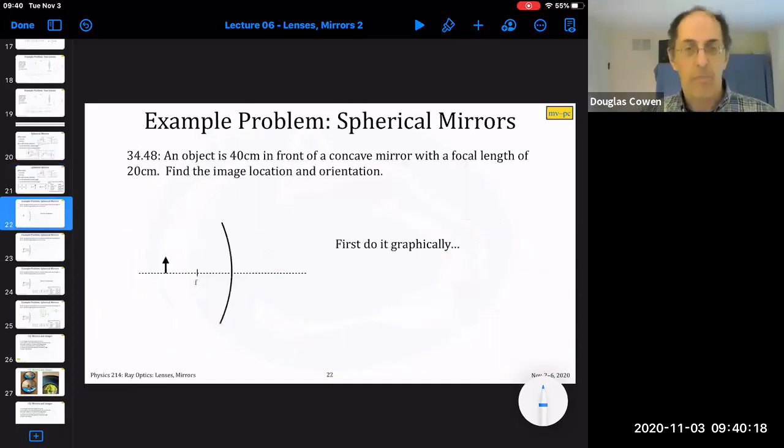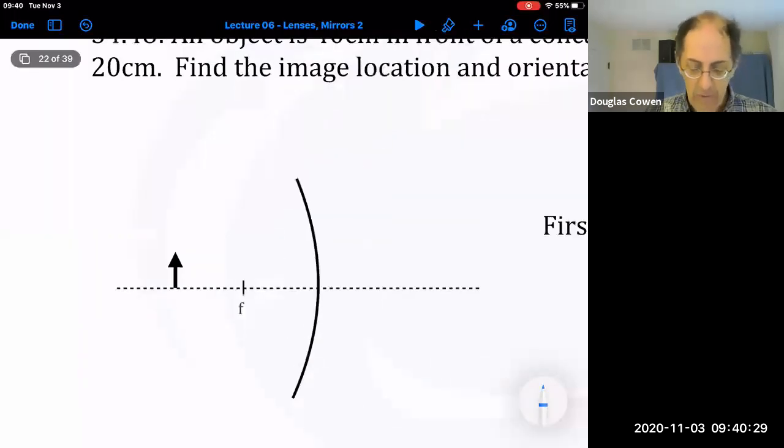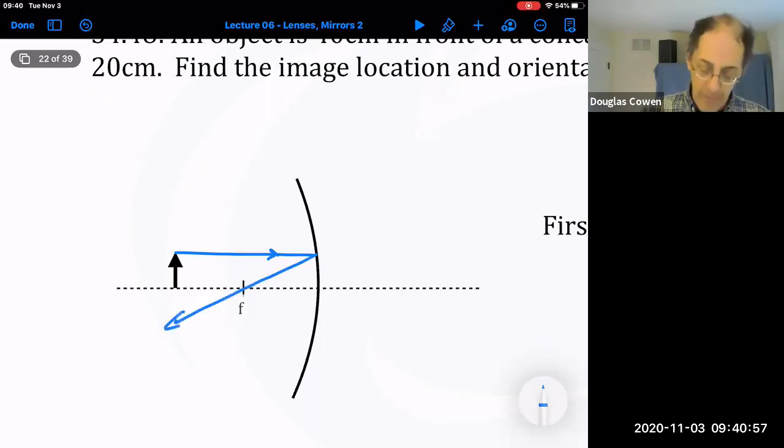So let me do this example problem for a spherical mirror with an object that's 40 centimeters in front of a concave mirror that has a focal length of 20 centimeters. So I'm going to draw some rays here to try to figure out what's going to happen. So here's a ray going parallel to the axis. When that bounces off of the mirror, what's it going to go through? Please answer in the chat if you know the answer. Right, it's going to go through F. So it's going to go down like this through the focal point and continue on.